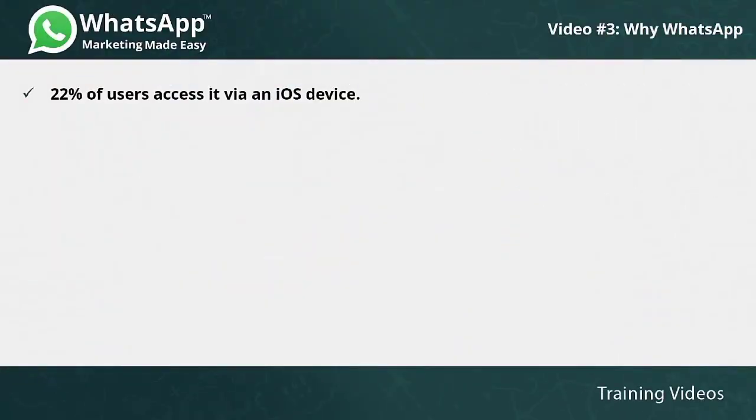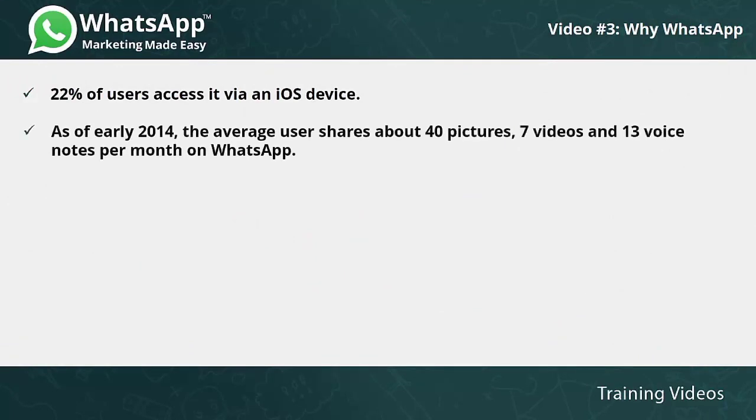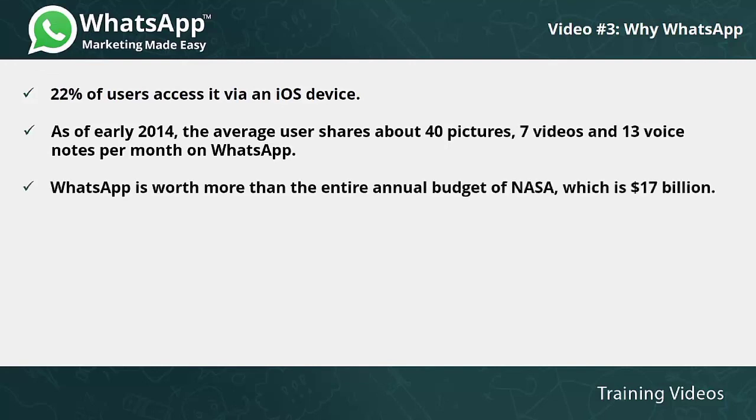22% of users access it via an iOS device. As of early 2014, the average user shares about 40 pictures, 7 videos, and 13 voice notes per month on WhatsApp. WhatsApp is worth more than the entire annual budget of NASA, which is $17 billion.